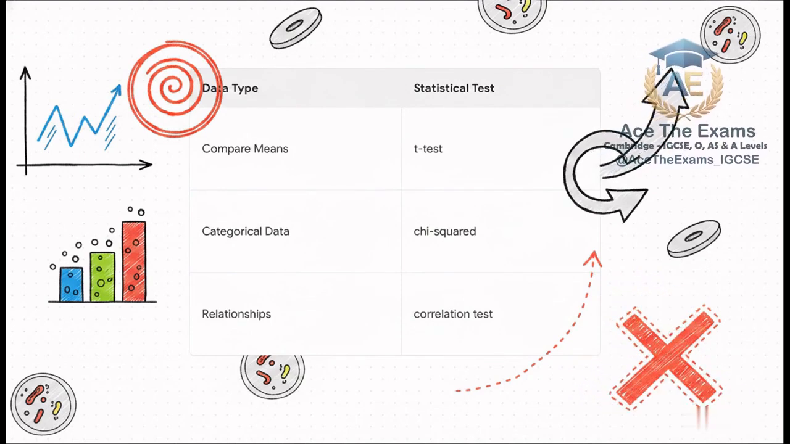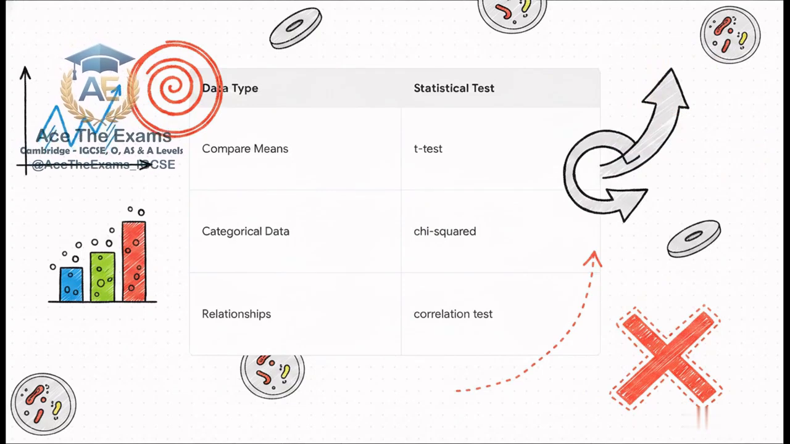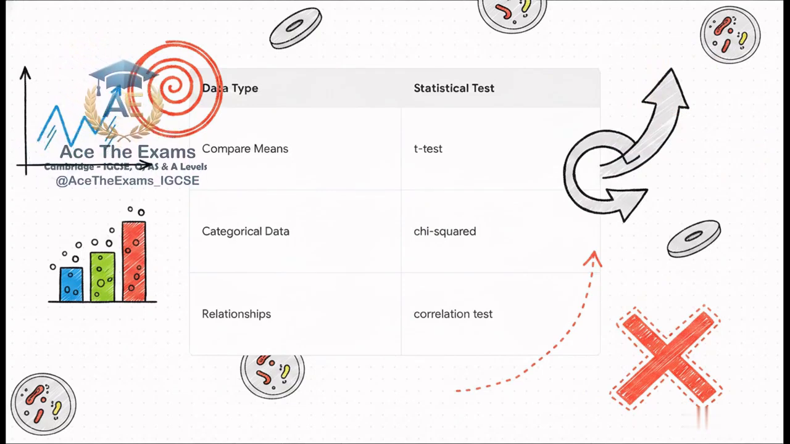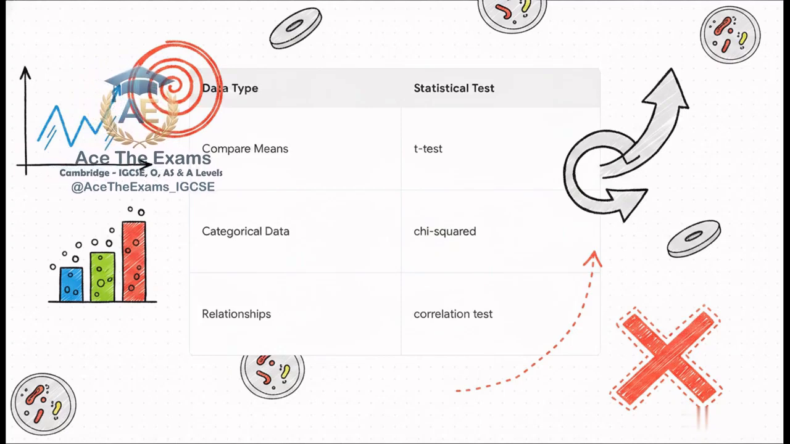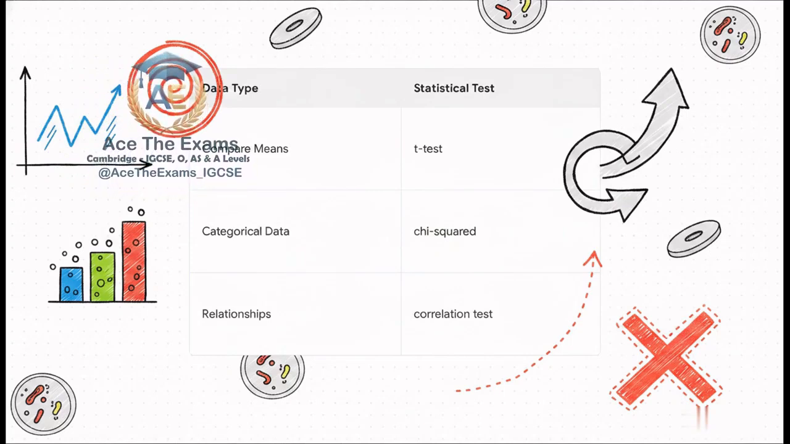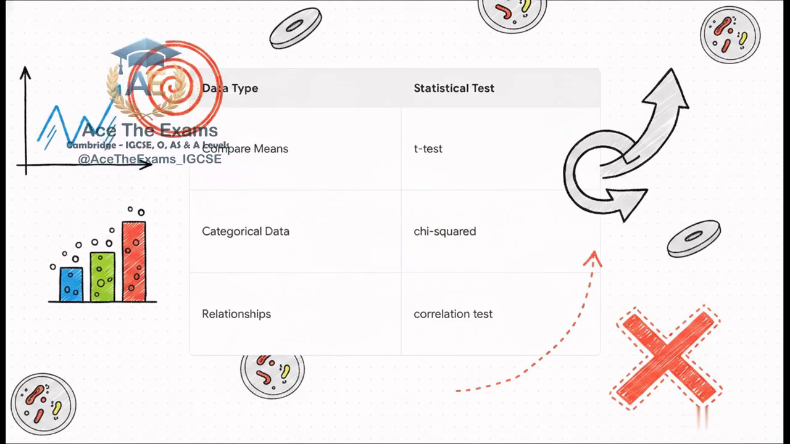When you pull data from tables and graphs about antibiotic efficacy, you have to apply the correct statistical test. It's non-negotiable. Say you're comparing the means of two different antibiotic treatments, you'd use a t-test. Dealing with categorical data, like grouping bacterial resistance, that's your chi-squared test. And if you're trying to figure out relationships between variables, maybe penicillin concentration versus bacterial death rate, you need a correlation test. If you select the wrong test here, you instantly bleed method marks.